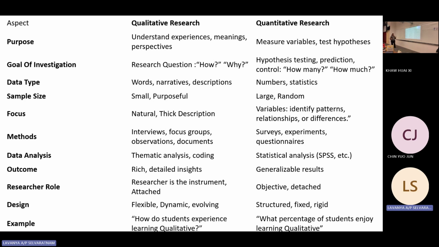Of course, for quantitative, you're identifying patterns, relationships, or differences. Methods for qualitative: interviews, focus groups, observation, and documents. All right. For quantitative: surveys, experiments, and questionnaires.